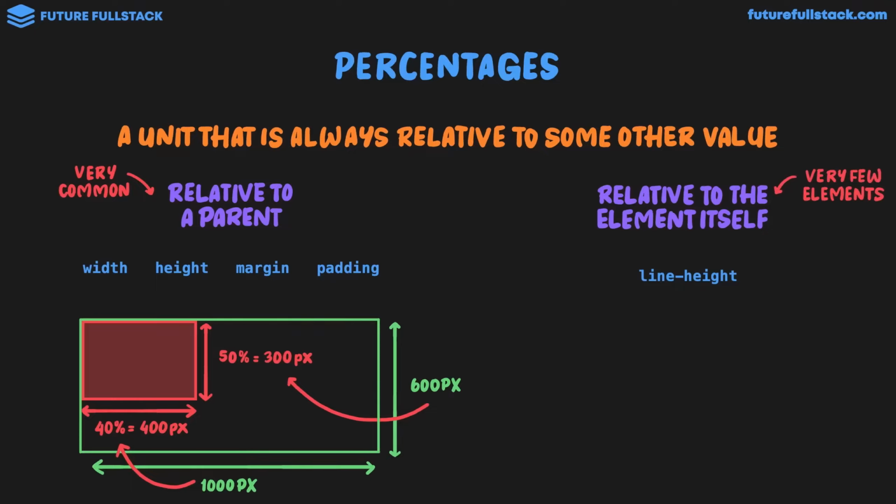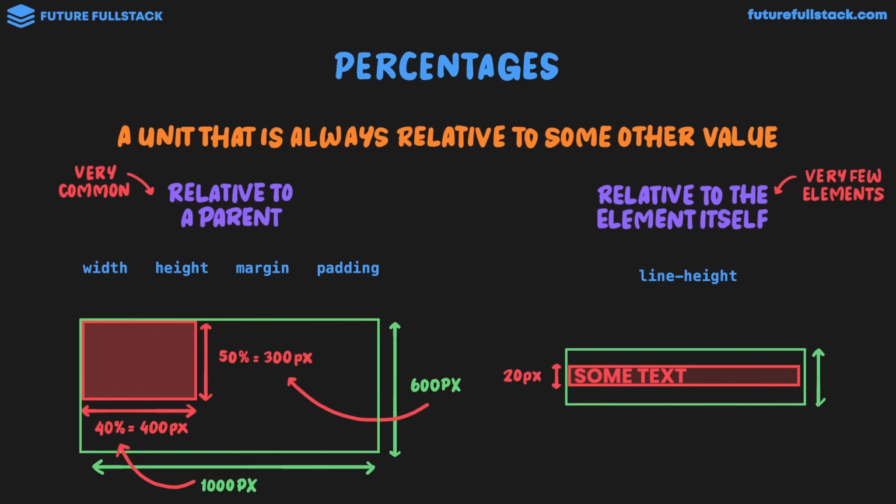Using percentages relative to a parent is way more common. But let's look at this. If we have some text, this text would have a height which is determined by its font size. Let's say it has a font size of 20 pixels. We could then apply line height as a percentage of the element itself. So let's say 200%, which would be 40 pixels. We're using the font size of 20 pixels and doubling it to apply line height of 40 pixels.